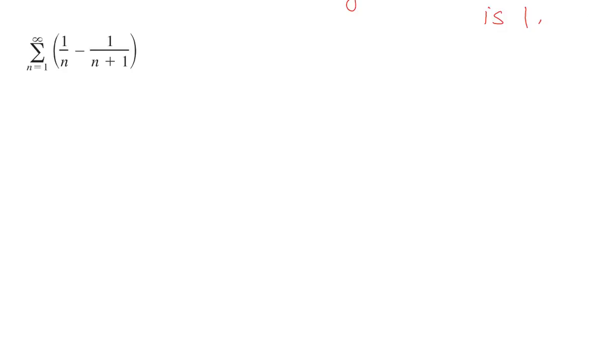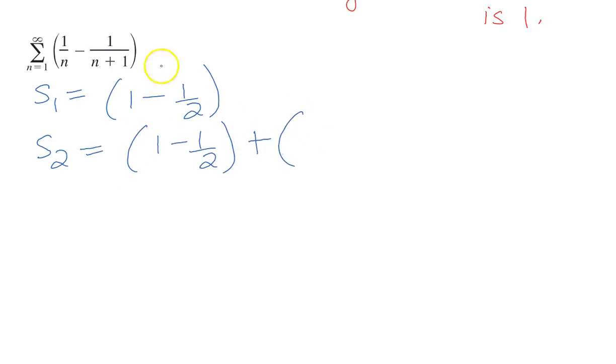Remember, we are talking about series now. Alright guys, have a look at this one here. Let's try and determine the convergence or divergence of this by using the nth partial sum test. Okay, let me start with S1. S1 is the sum of the first term, which is the first term itself: 1 over 1 is 1, minus 1 over 1 plus 1, that's 1 half. S2 is going to be the sum of the first 2 terms. I know the first term is that, plus what's the second term? 1 over 2 minus 1 over 2 plus 1.